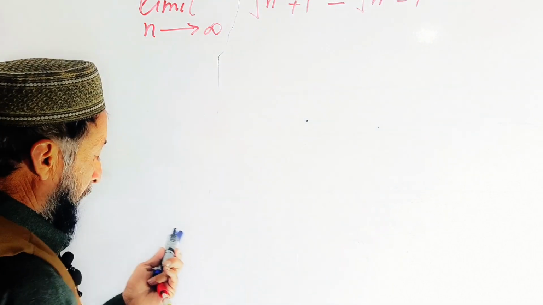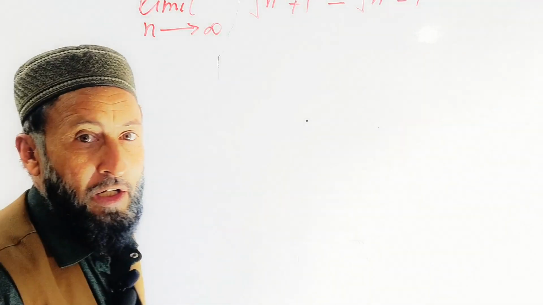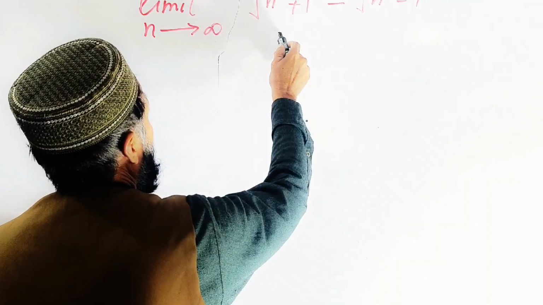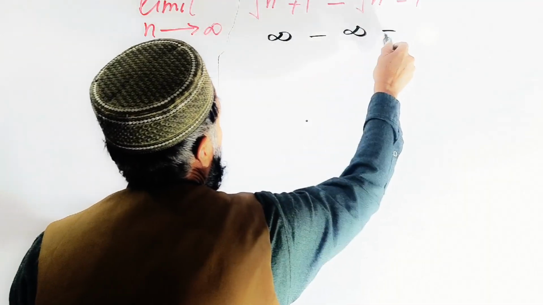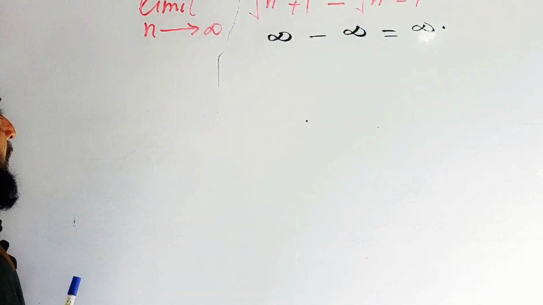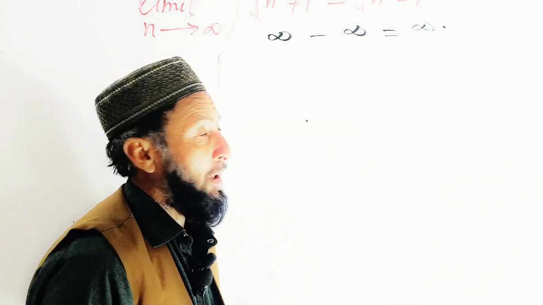How can we find it? If we put n tending to infinity directly, we get infinity minus infinity, which is an indeterminate form. So now we apply the conjugate, multiplying and dividing by the conjugate.